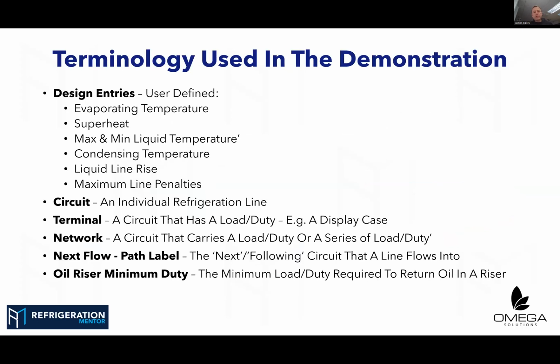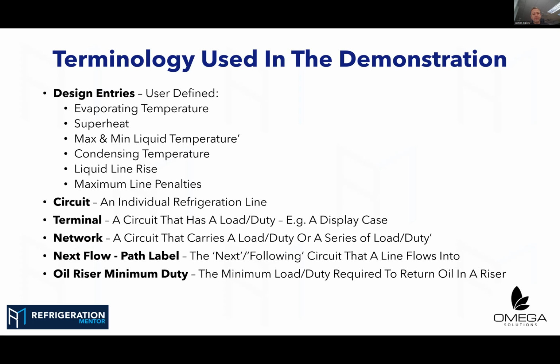So moving on a little bit, just to talk about the terminology that MicroPipe uses and what you'll hear within this demonstration. Design entries, I touched on these a little bit earlier. These are user defined, so evaporating temperature. So you can set that at whatever the lowest evaporating temperature of the connected fixtures. The superheat. We can set maximum and minimum liquid temperatures, condensing temperature, a liquid line rise in terms of height from the liquid receiver outlet. How high does that go, to overcome any static lift?